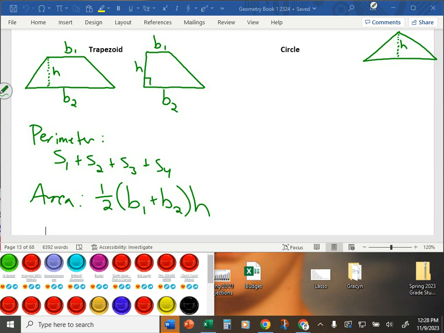And then for a circle, the key dimensions or the key parts of a circle that you need to know. You have the center of a circle and a segment that connects one point on the circle to another and passes through the center is called the diameter. Diameter. Okay. And then a segment going from the center to a point on the circle is called the radius.